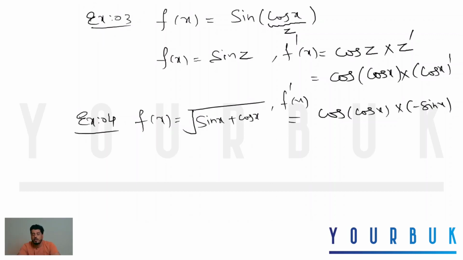Okay, so now we know that the derivative of root x is 1 by 2 root x. We know how to find the derivative of root x. It's a standard algebraic formula, x to the power n, which is n x to the power n minus 1. So we know the derivative of root x.